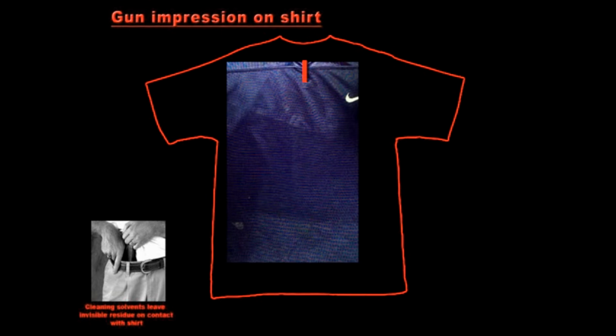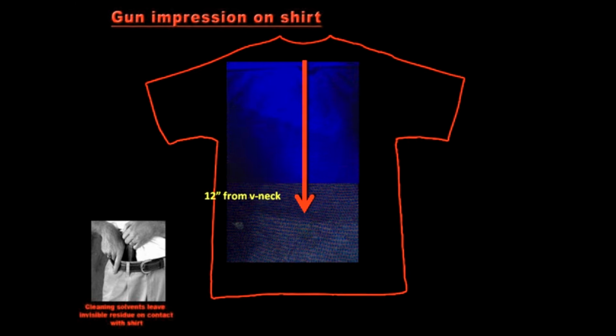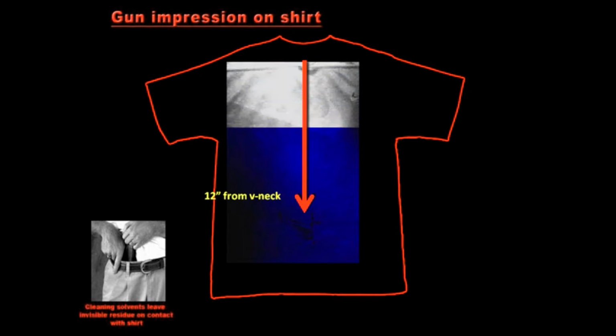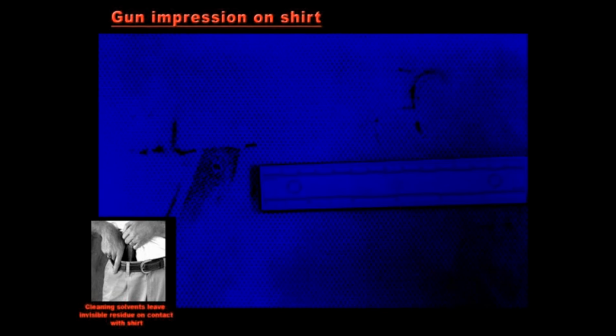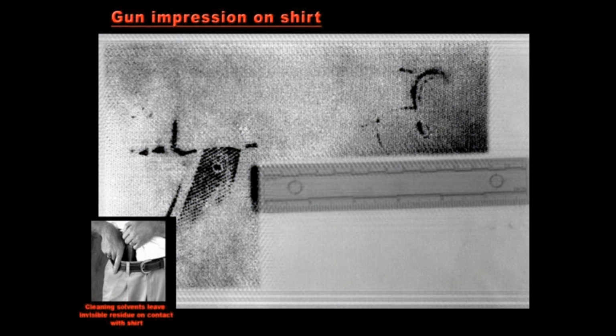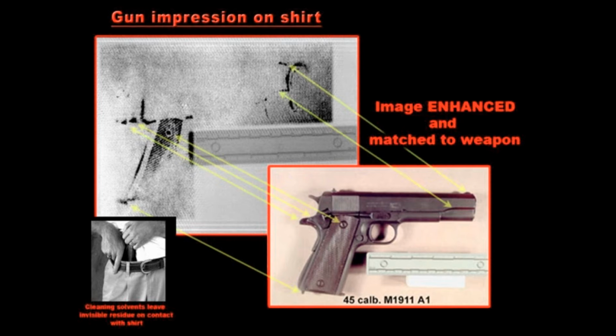In this sample, we have a shirt that was recovered from a crime scene. There appears to be an impression on the shirt about 12 inches down from the neckline. It was photographed using an infrared filter. That image was then converted to grayscale and enhanced. The dot pattern is removed, and the grayscale image is then compared against a known weapon.